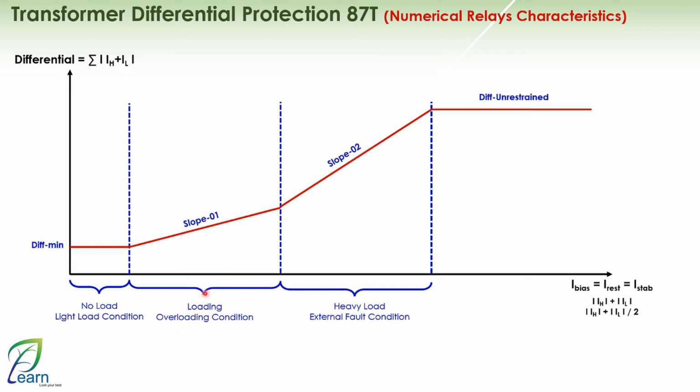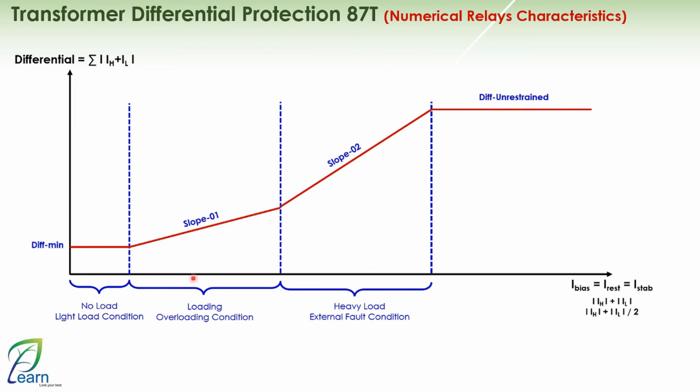This operating condition. And of course, where does it start from? It starts from a point or begins above, or its beginning is at the I differential minimum. Then after that, the slope is higher than the previous slope. This is because the issues you face in heavy load and external fault conditions are not just due to CT ratio errors increasing significantly, but also the possibility of CT saturation. Finally, you have something called differential unrestrained. Differential unrestrained. And with that, we have seen the general shape of how it works.